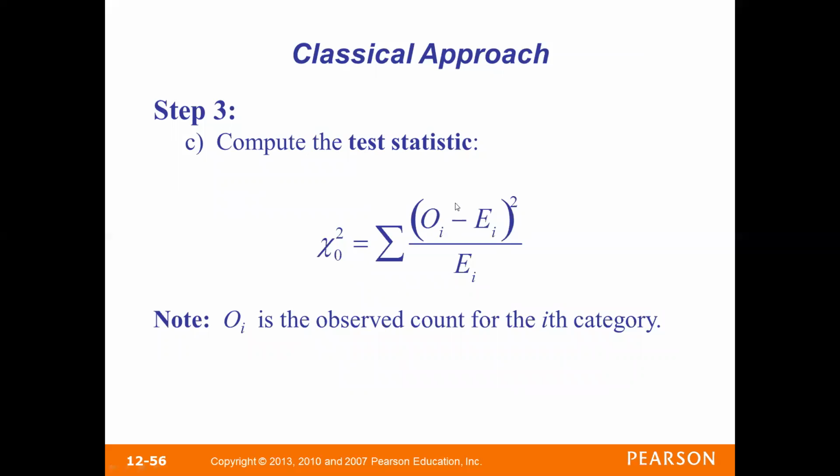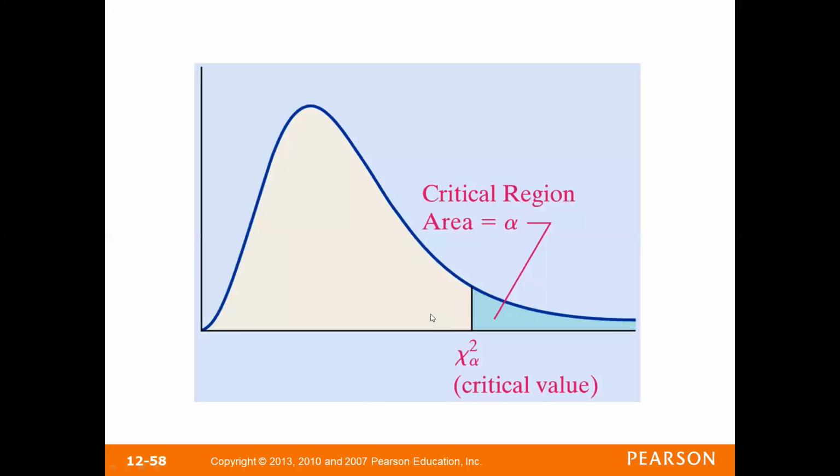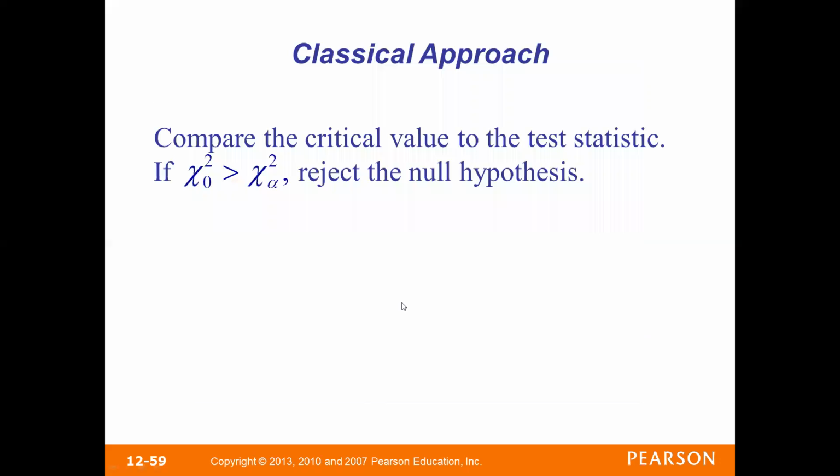It has more cells that we have to work with because now I have multiple rows and multiple columns rather than just multiple columns. I can find a critical value by looking in the alpha column of the chi-squared table and the r minus 1 times c minus 1 row of the table. If we exceed the critical value, we reject. If we do not exceed, we fail to reject.